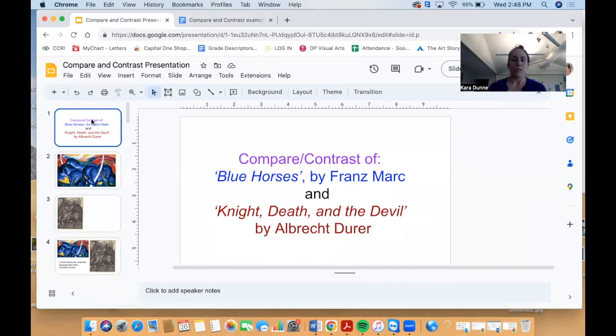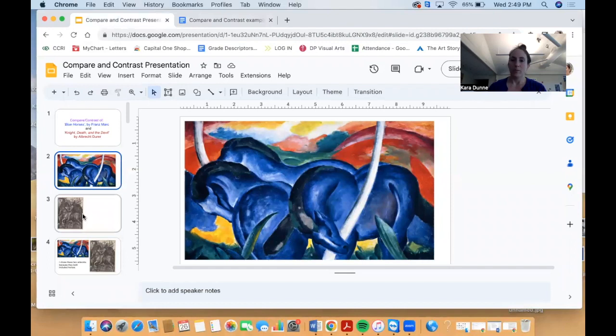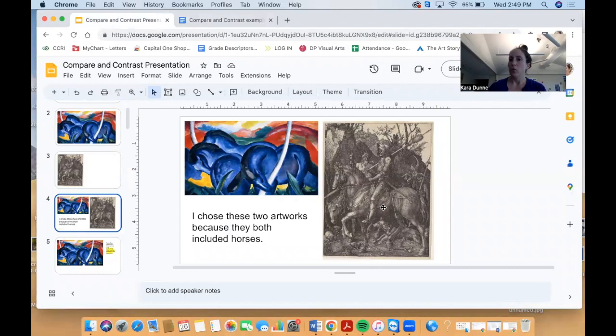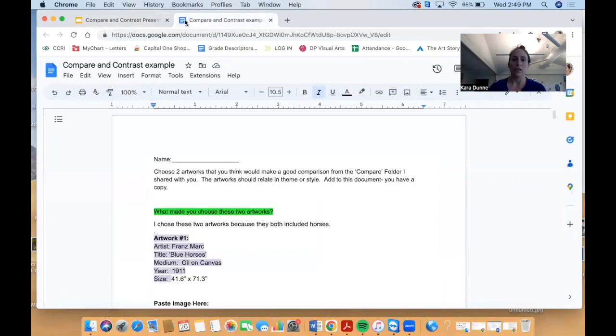Your first slide should be compare and contrast, the title of the first piece, the artist, the word and, the title of the second artwork, and the title of the second artist. The next 2 slides are those art pieces. The 4th slide should be those 2 images, those 2 artworks together on one slide, and the reason why you chose the 2 artworks. Again, you already answered this question. It's the first question on the sheet.